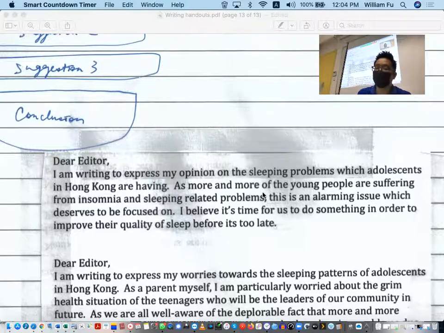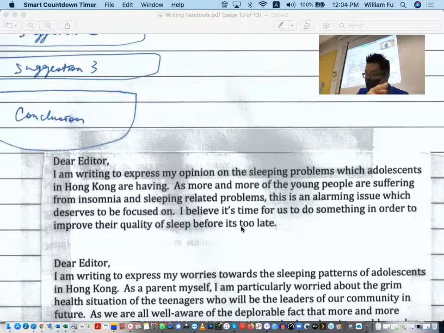"Now, as more and more of the young people are suffering from insomnia and sleeping-related problems, there is an alarming issue which deserves to be focused on. I believe it's time for us to do something in order to improve their quality of sleep before it's too late." Yours is something like that. I want to say that your introductions are really good. Even if you finish the writing, from my prediction, as a DSE marker, I think you can get at least a level 4.